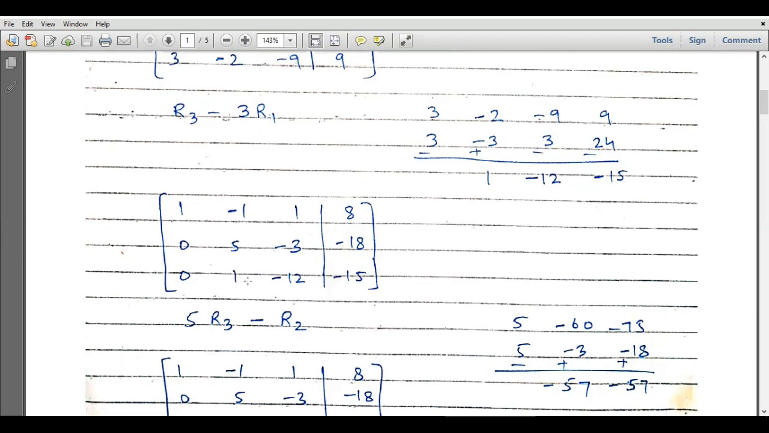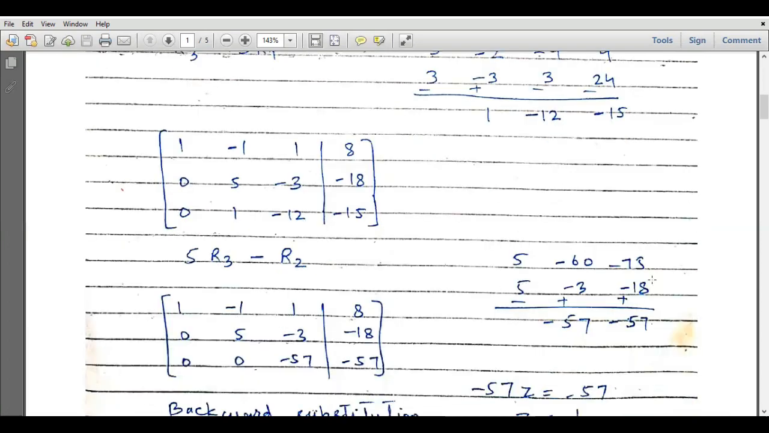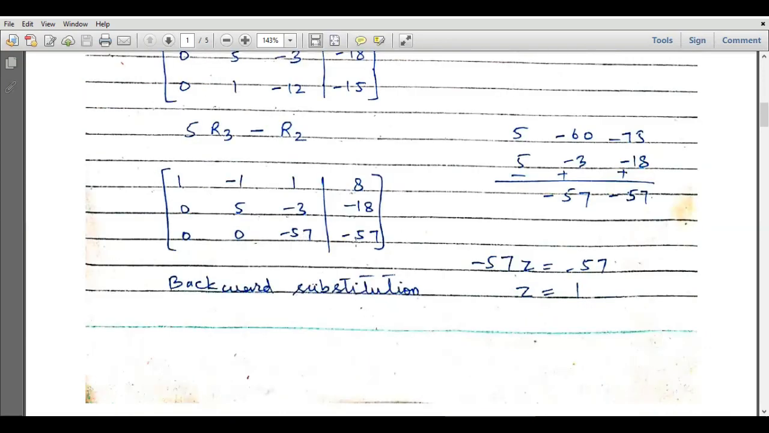So multiply the third row with 5 and subtract the second row from it. So this is the detailed operation, and after this operation, we will get minus 57 and minus 57 over here. So now this system has been converted to the upper triangular matrix.